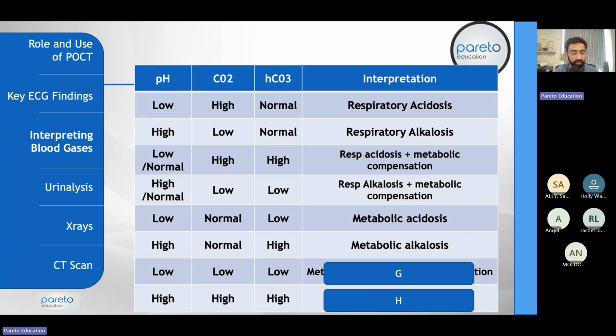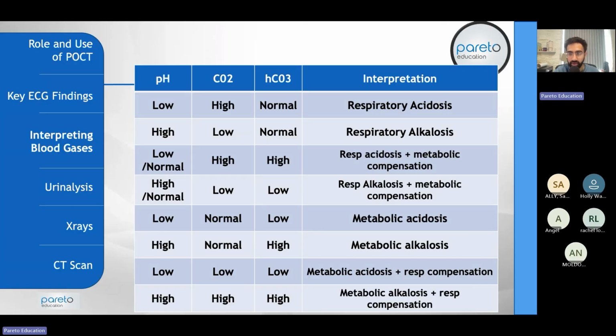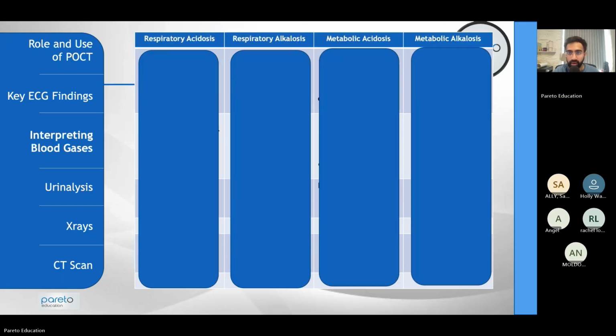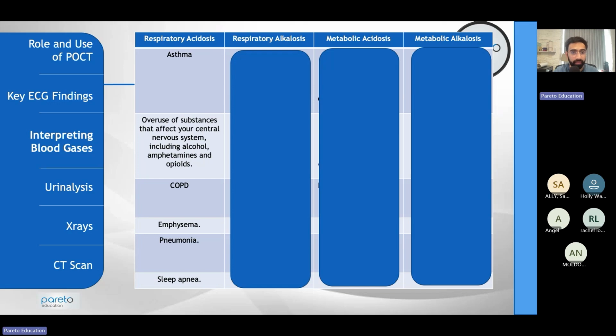And in a similar way, a low pH, but with, of course, a low CO2 and a low bicarb is metabolic acidosis with respiratory compensation, whilst everything being high would be a metabolic alkalosis with respiratory compensation. So a table that brings them all together really. An example of respiratory acidosis would be, for example, asthma.